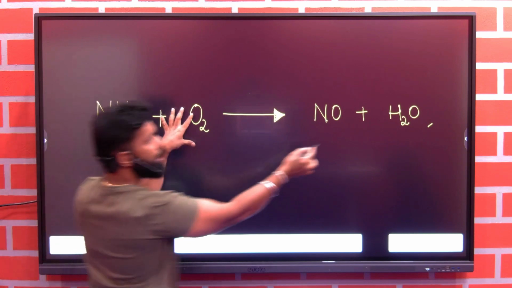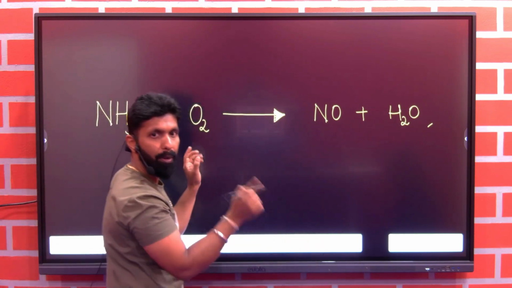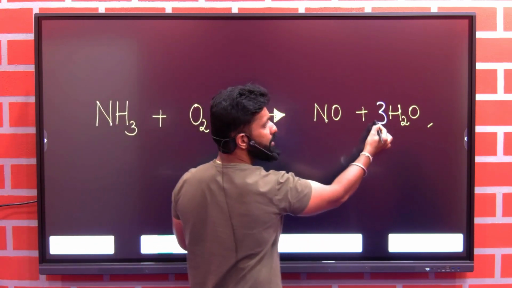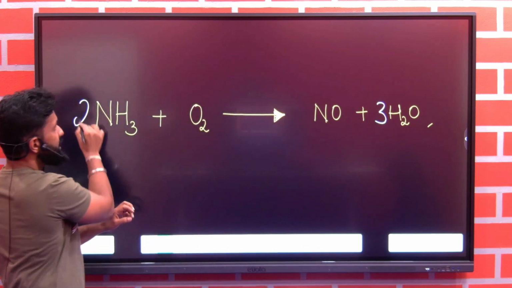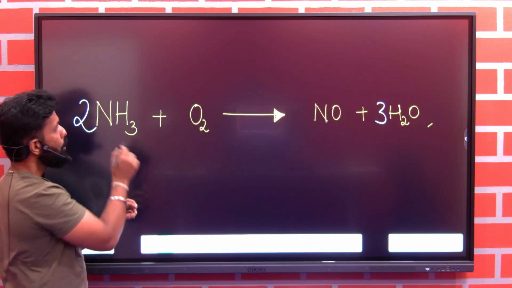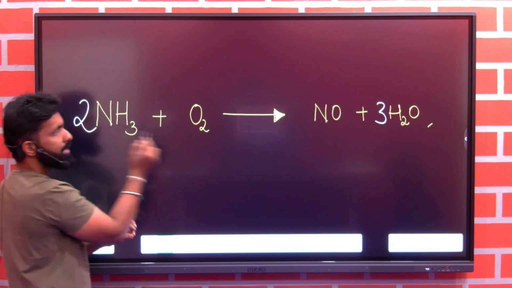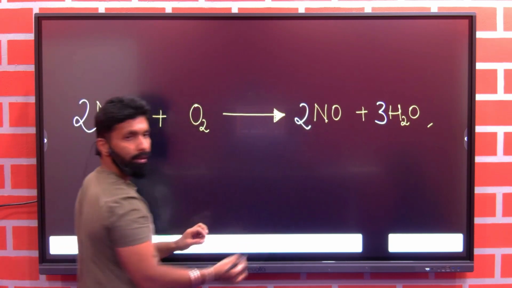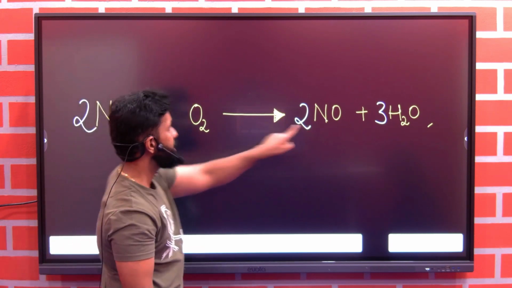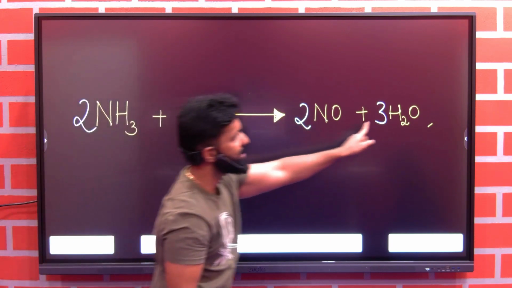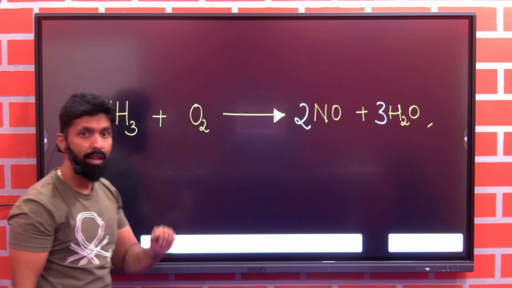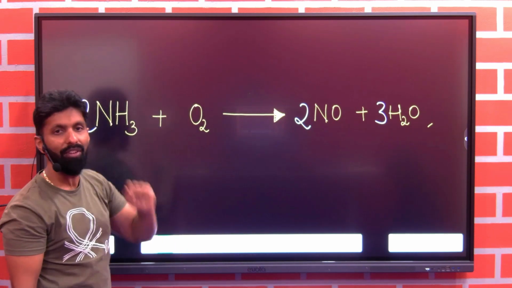Hydrogen is 3 here, 2 here. So what is the common number which will make it same? So 3 2s are 6 and 2 3s are 6, isn't it? So as I'm trying to balance hydrogen, nitrogen got affected. So 2 nitrogens are here, multiply 2 here. So everything is balanced. 2 nitrogen, 2 nitrogen, 6 hydrogen, 6 hydrogen. Everything is balanced. So the ignored element is the only one which is not balanced.